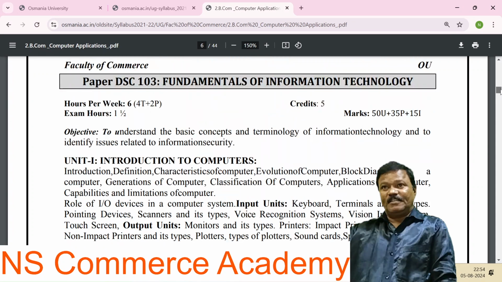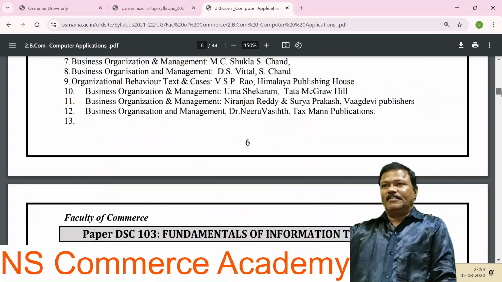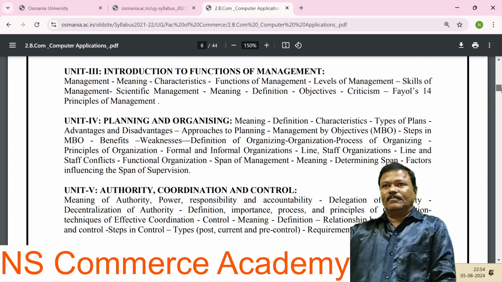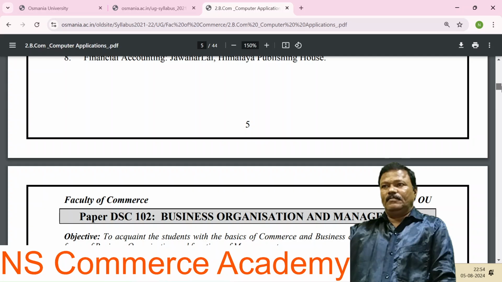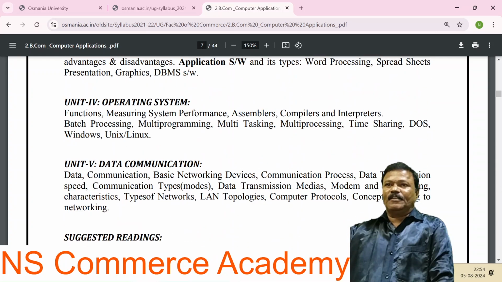Okay, friends. The Fundamentals of Information Technology subject consists of 5 units. Unit number one, introduction to computers. Second unit, computer arithmetic and storage fundamentals. Third unit, software. Fourth unit, operating system. And fifth unit is data communication.